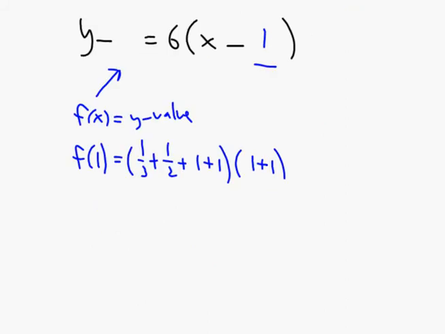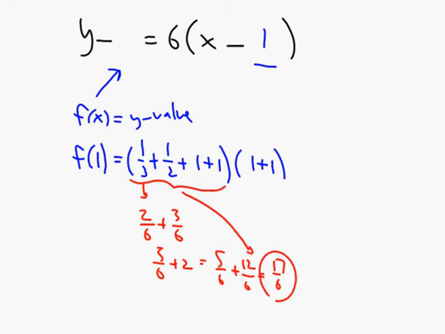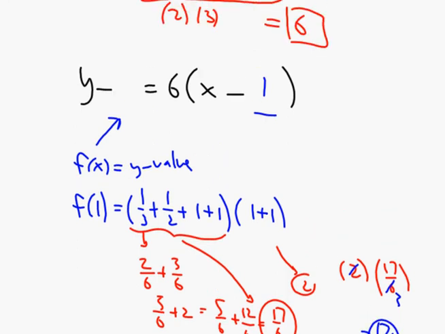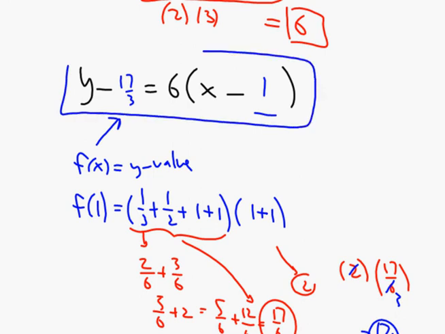Okay, so let's see if we can get a little bit of adding done here. This we could think of as 2/6, and this we could think of as 3/6. All right, so that's 5/6 plus 2. That's really 5/6 plus 12/6, or 17 over 6. So that's this whole first part, 17 over 6. And we have to multiply that by 2. So 2 times 17 over 6, the 2 and the 6 would reduce, and you get an answer of 17/3. So that's what goes here. And now you have the equation of that tangent line.